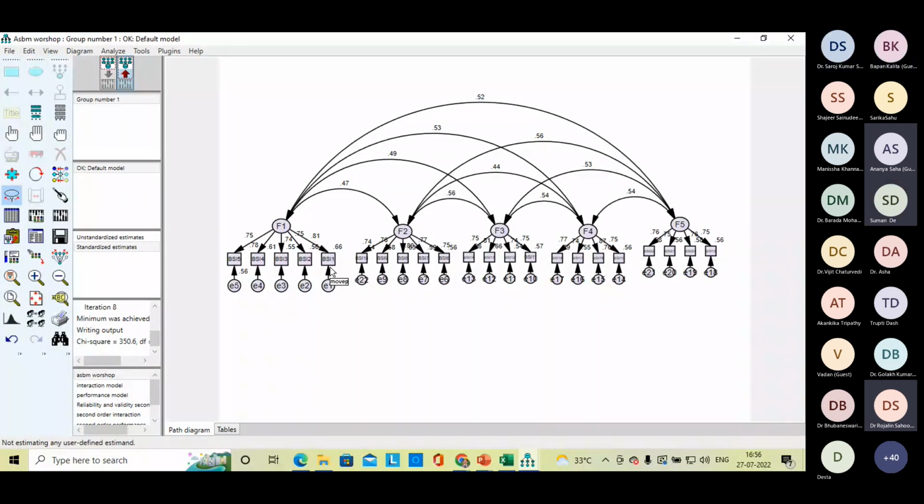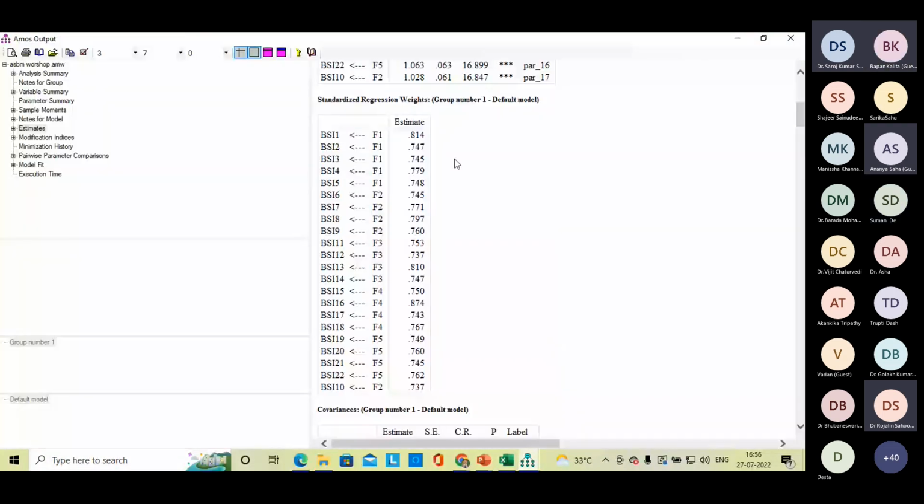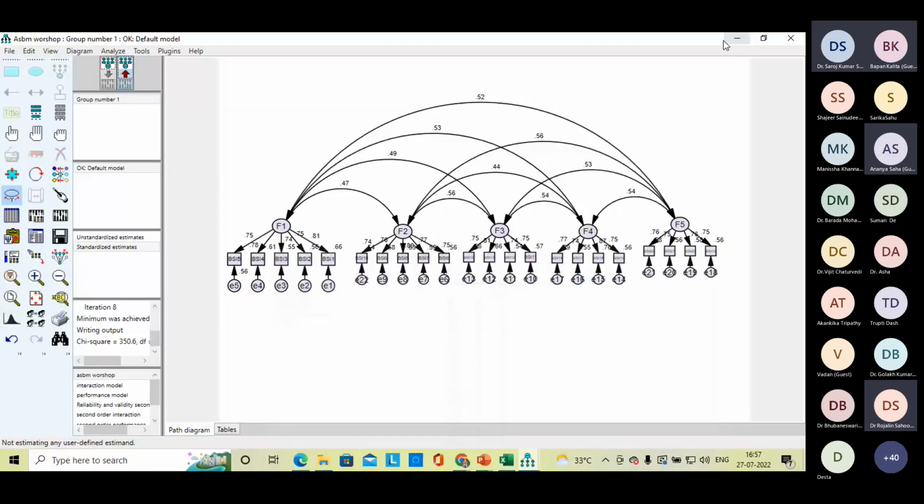So what you need to do, all of you please calculate. 0.814 plus 0.747 plus 0.745 plus 0.779 plus 0.748 divided by 5. Very simple. All of you please look here. Please look at my cursor movement. You can directly calculate here also.